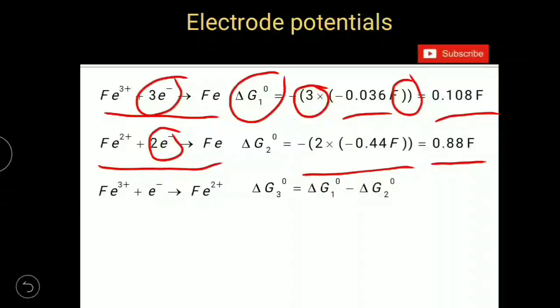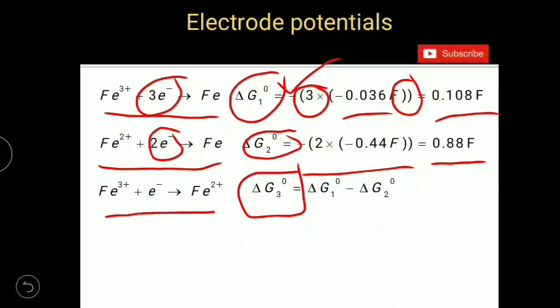And the delta G naught value of this third equation, we can get when you subtract the delta G naught value of the second equation from the delta G naught value of the first equation, because we can get this third equation when we subtract the second equation from the first equation. The same operation can be applied to Gibbs energy change values because Gibbs energy change is an extensive property.